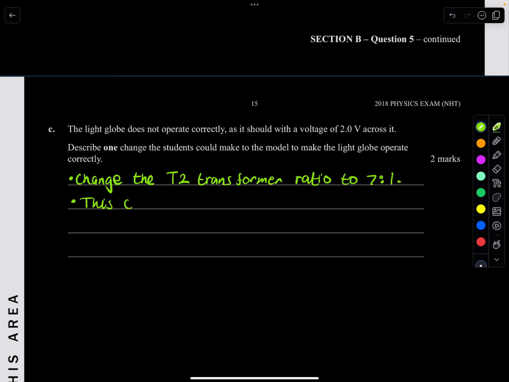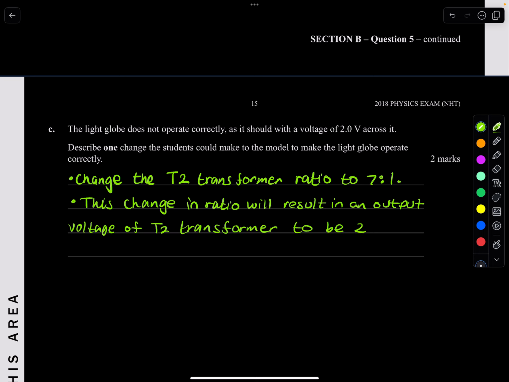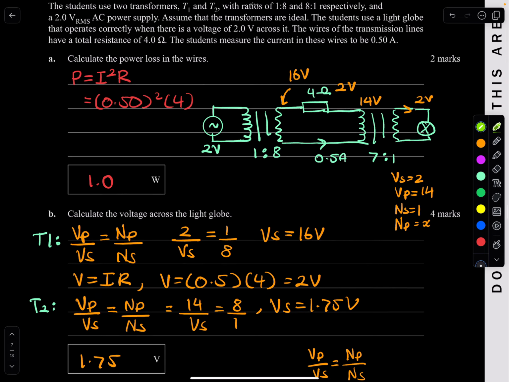So this change in ratio will result in an output voltage of the T2 transformer to be 2 volts, needed for the globe to function properly. All right, I think that will be it. That looks nice. Yep, one change.